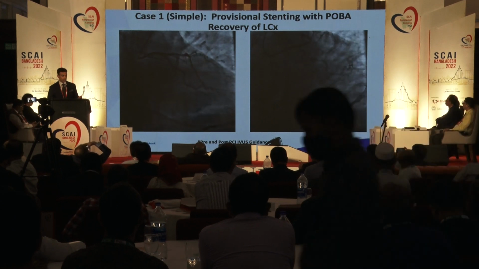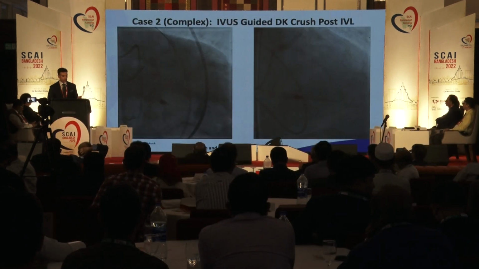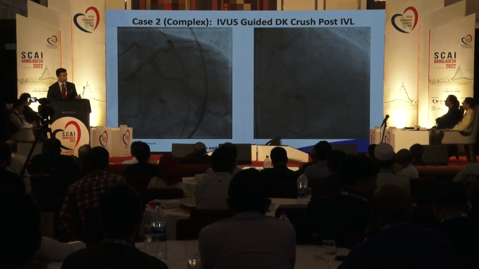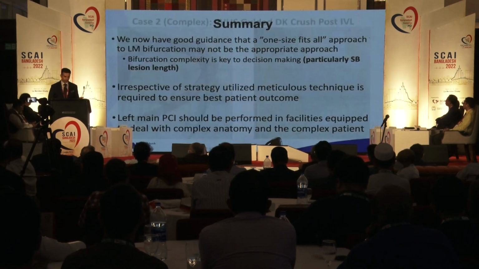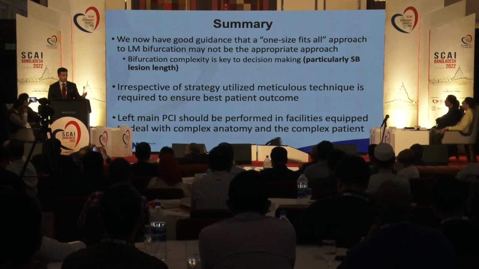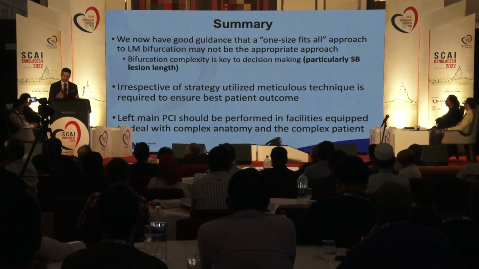Where it was short distal left main disease, it was a simple one-stent approach. That's different than this complex left main bifurcation, which ended up being an upfront two-stent approach. So the summary is using one stent versus two stents. Well, using a provisional approach is probably the right approach in lower complexity disease.